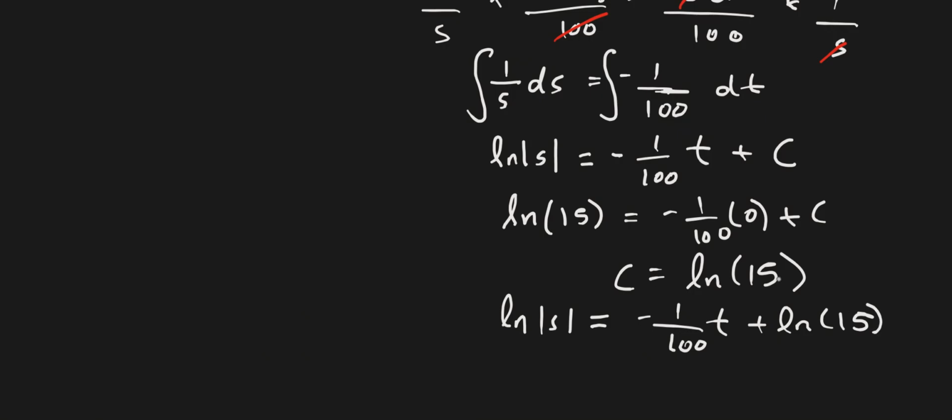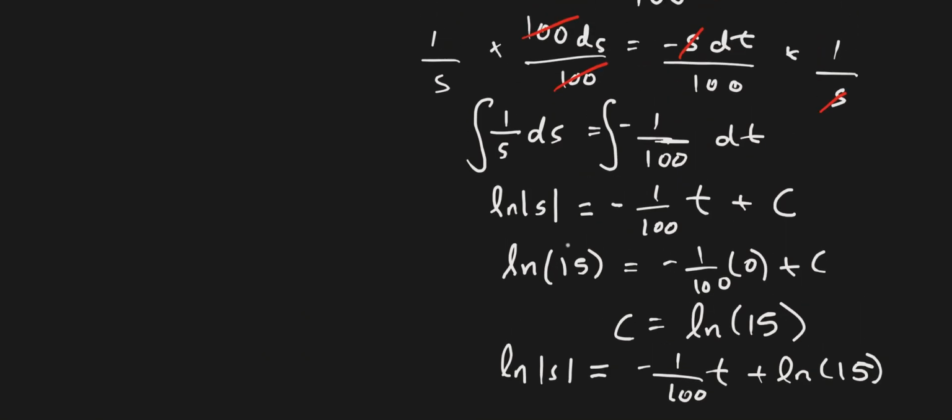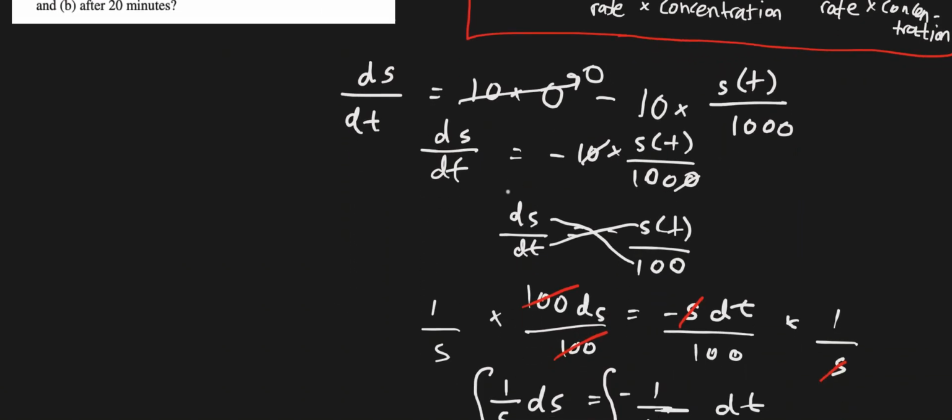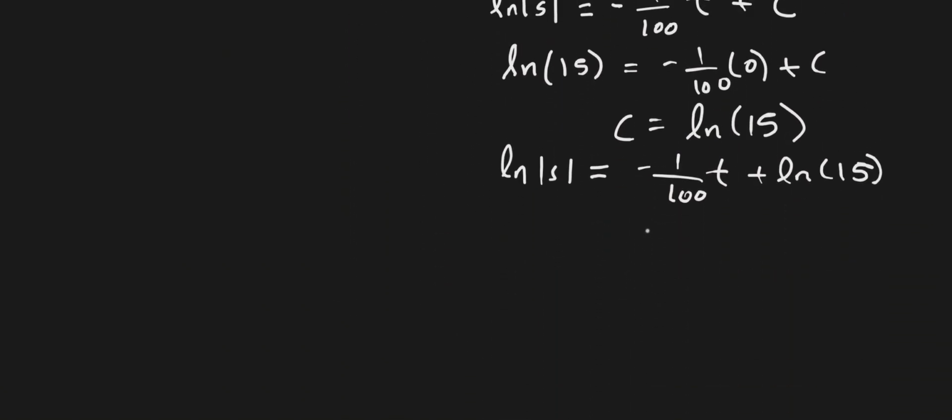Now, since in this problem, let me scroll up, we wanted how much salt is in it after t minutes. So we technically do have this function, but we can simplify to get a proper function and raise e, right? E raised to this is just ln. This is the absolute value of s is equal to e raised to -1 over 100 t plus the natural log of 15.